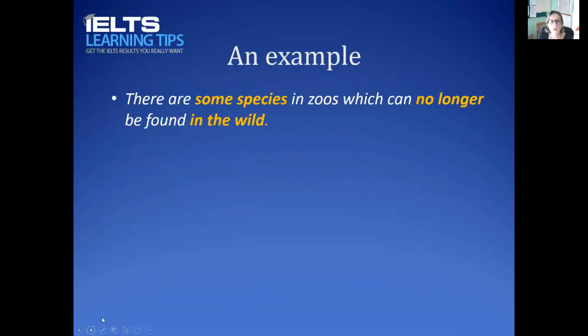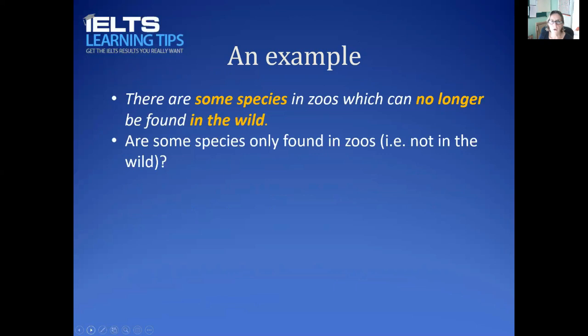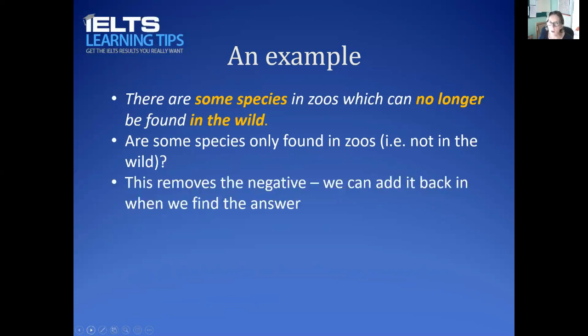And here's an example. So this is the zoo question. There are some species, that's a good key word. I haven't highlighted zoos because zoos is all over this text, which can no longer, there's your negative, be found in the wild. So I want to know about species in the wild and not found anymore. So I've asked myself this question, are some species only found in zoos? So notice I've made my question positive, i.e. not in the wild. And this takes away the "no longer", which means it's slightly easier to find the information. You might do the opposite if the text were in the negative, but it's the negative questions that can be the tricky thing. And we can put the negative in when we've got the information.